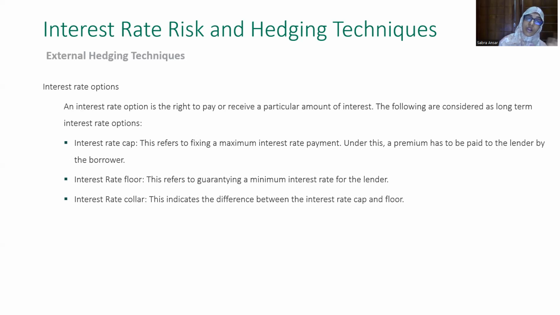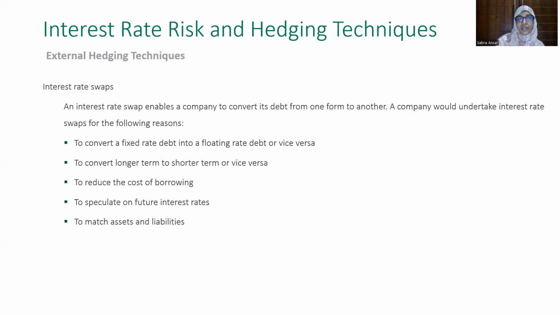Now the interest rate collar. What does interest rate collar mean? It basically indicates the difference between the interest rate cap and the floor. Now you have a cap, right? There is a maximum amount, which is the premium to be paid to the lender by the borrower. Then there is a floor, which is a minimum. So the gap between them is called the collar. The difference between these two is the collar. I just hope you understood what I mean.